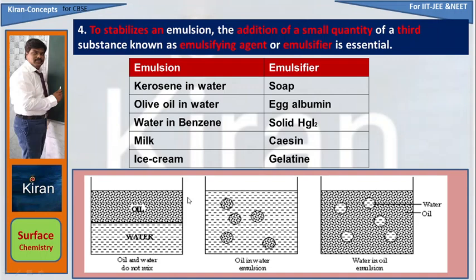So this is about oil and water not mixing. This is the oil layer and the water layer. Oil in water emulsion: by mixing these two, you have to add some third substance. And then water in oil type of emulsion.